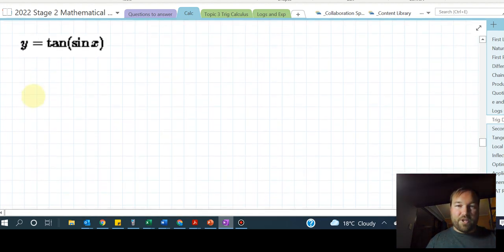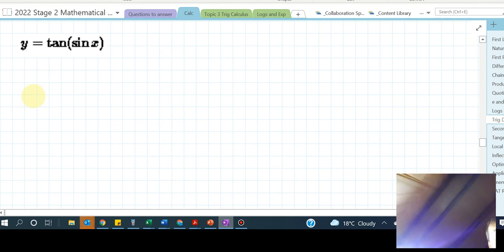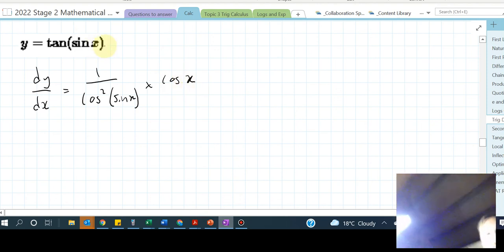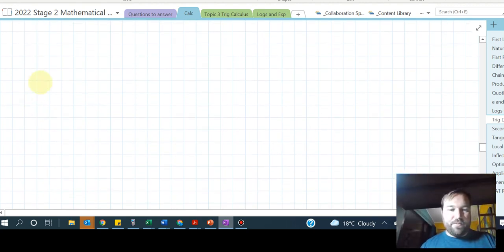Here, another one of the chain rule. So tan bracket sine x would look like this. dy on dx is 1 over cos squared of sine x multiplied by the derivative of the inner, so cos x. And you can rewrite that with that on top of the fraction, but other than that, that's as far as you go.